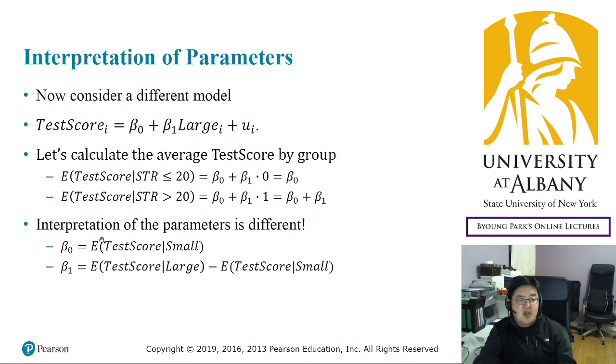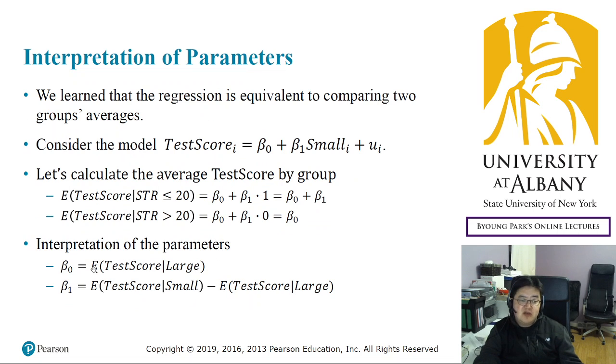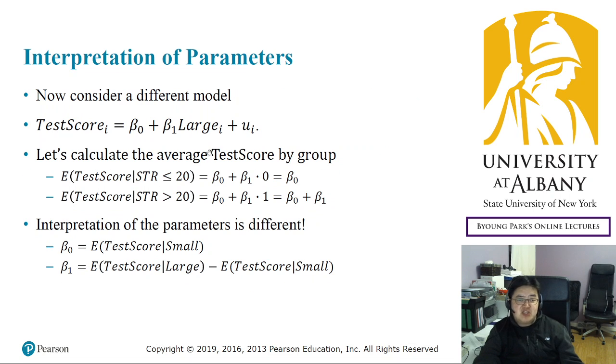So the interpretation of those parameters must now be different. Beta 0 is the intercept, which is the expected test score when the regressor takes 0, right? And that represents the small class size group now. Previously, beta 0 was for the large group, but now, by changing the regressor you use, beta 0 is capturing the other group's average.